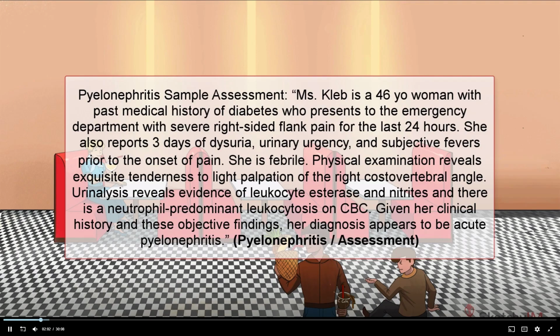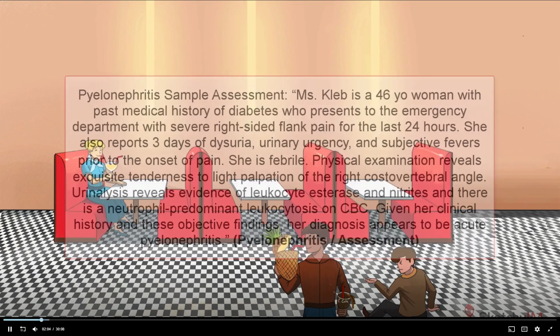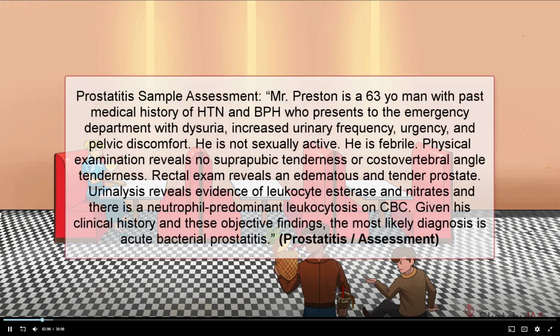And finally, acute prostatitis. Mr. Preston is a 63-year-old man with past medical history of hypertension and BPH who presents to the emergency department with dysuria, increased urinary frequency, urgency, and pelvic discomfort. He is not sexually active.